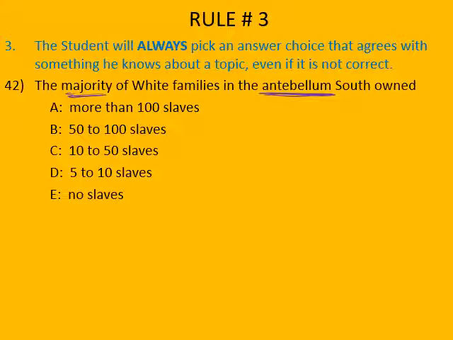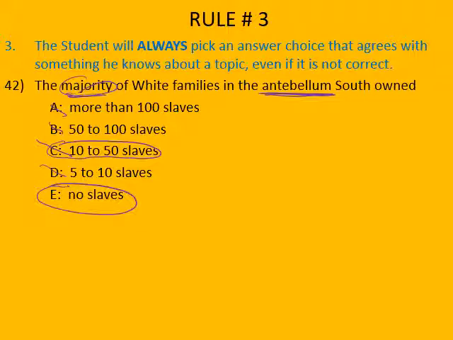So I'm guessing you're going to do one of two things here. Not going to pick this because it sounds like a lot. This sounds like a lot too. This doesn't sound like enough, so it leaves you with C and E. 10 to 50 sounds like a roundish number, so that's good. But in that case, you'd be wrong. The majority of people owned no slaves in the South during the antebellum period before the end of slavery.